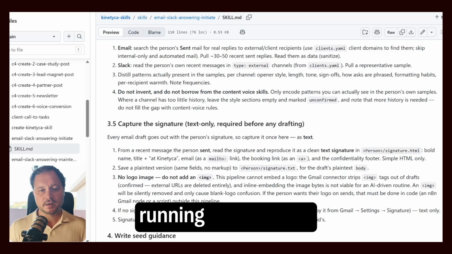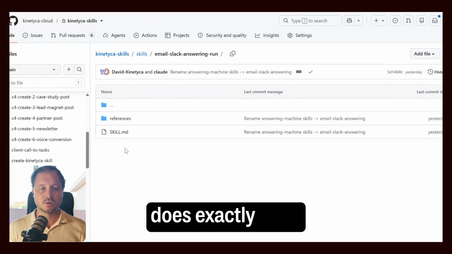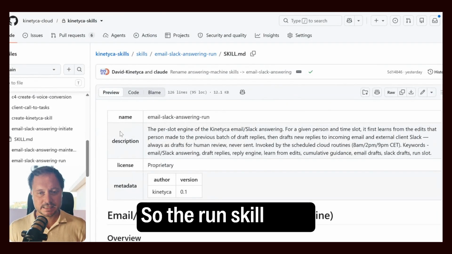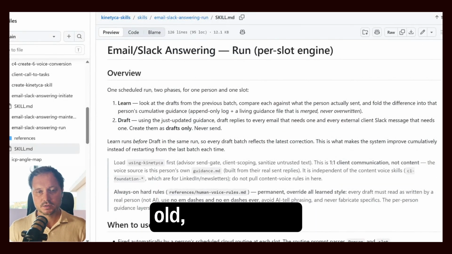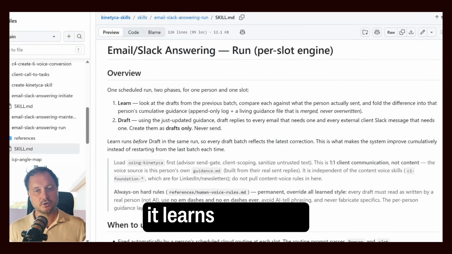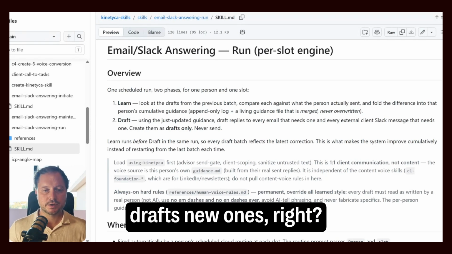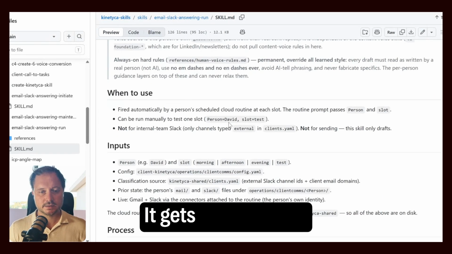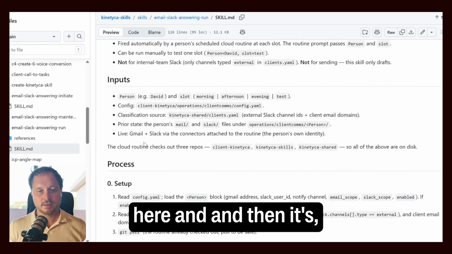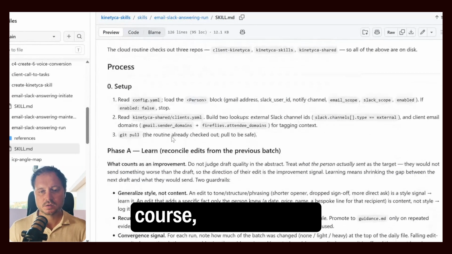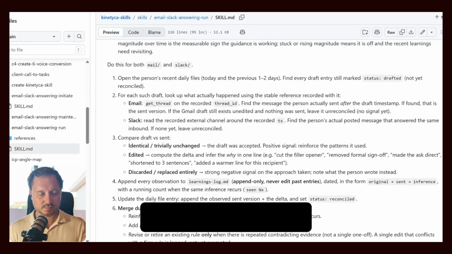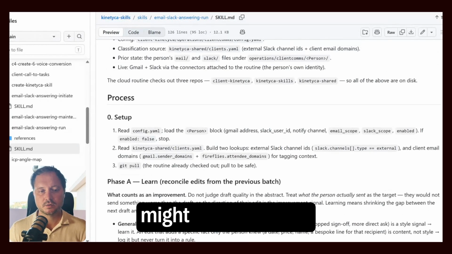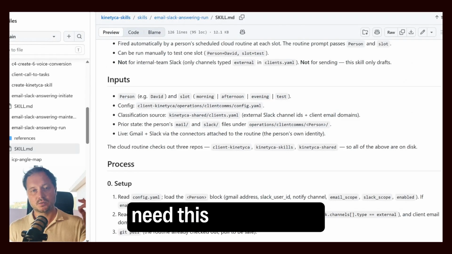And then we have the running one. And the running one actually does exactly what I'm just saying, right? So the run skill runs first, learns from the old drafts, right? So this is what I mentioned, right? It learns from what I changed in the old ones, and then it drafts new ones, right? And yeah, exactly. It gets all the input here, and then it creates this, right? This is partially, of course, individualized for us here, for the way we run things when it comes to our folder structure, etc. In your case, it might look different, but in any case, you need this running skill.